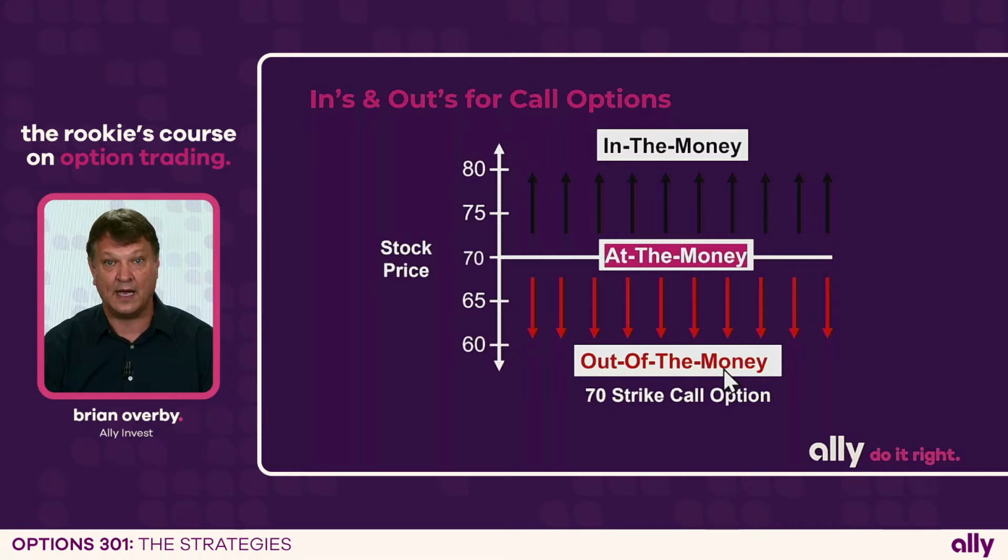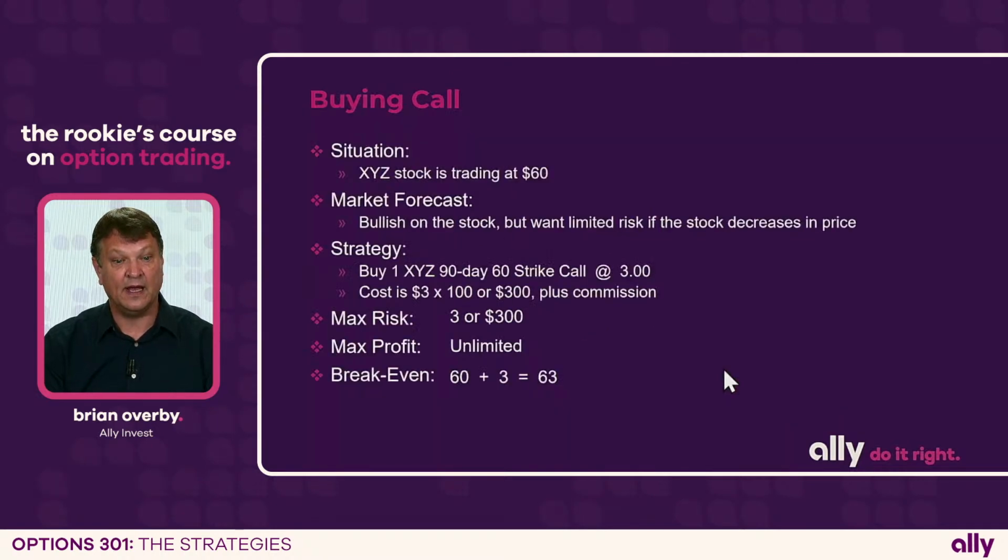There are a lot of options overall as to what strategies you can do, how you can create an option strategy to match your forecast that will be profitable if your forecast is correct. So we're going to start with an at-the-money option contract. And here's our situation. Fictitious stock XYZ is trading at 60. We're bullish on the market, but we want limited risk if the stock decreases in price. And I'm going to talk a little bit about the leverage factor.